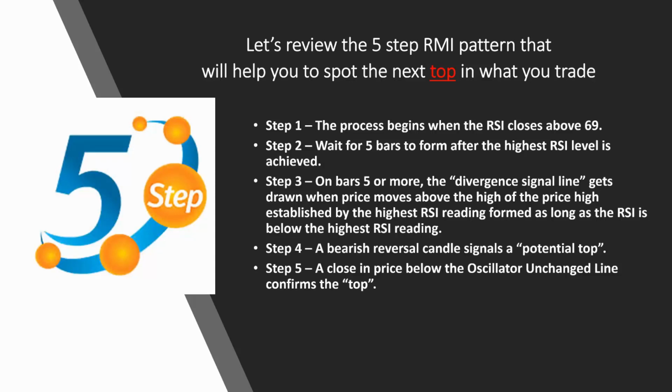If you're subscribing to my newsletter, you'll see these tools on the charts, but it gets drawn, whether you do it manually or however, when price moves above the high of the price high established by that highest RSI reading, as long as the RSI reading is below that highest RSI reading. Now that's a mouthful, but visually you saw that on the chart. Step 4, a bearish reversal candle signals a potential top. Step 5, a close in price below the Oscillator Unchanged Line confirms that top.